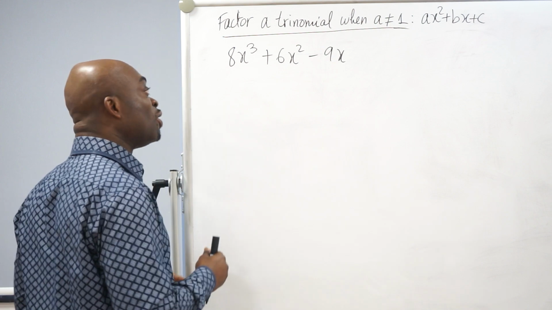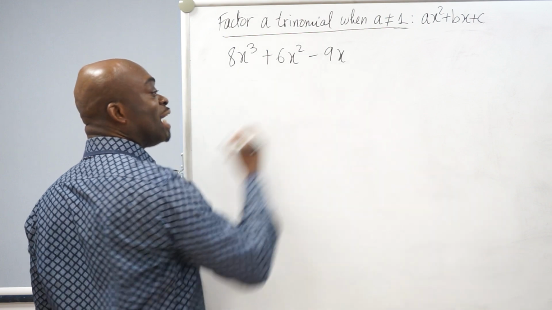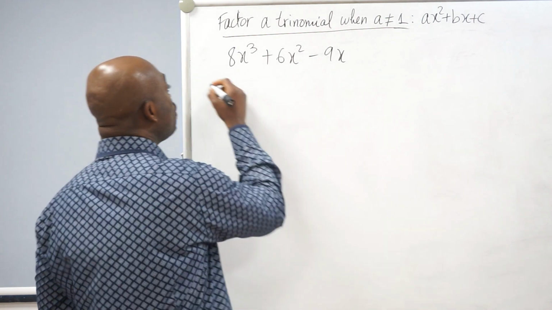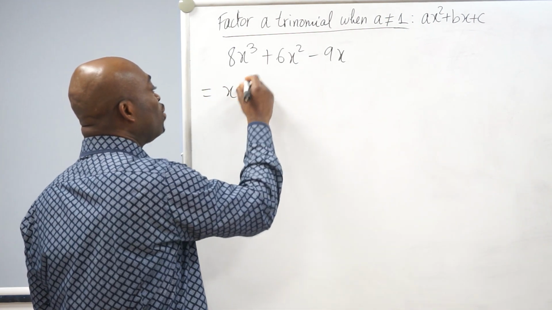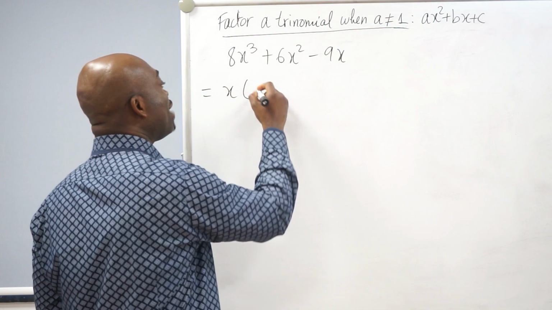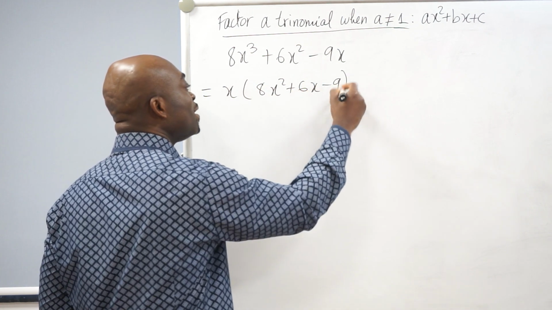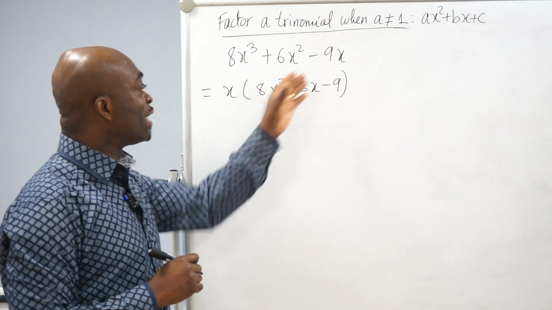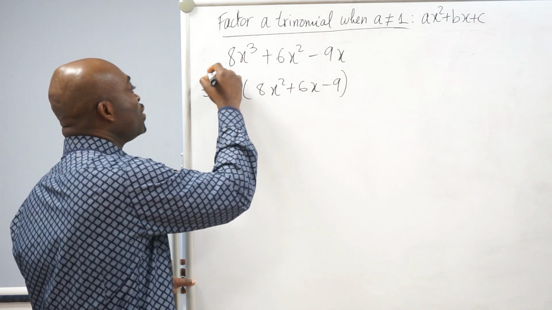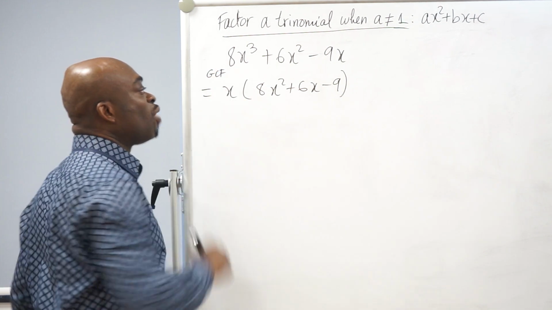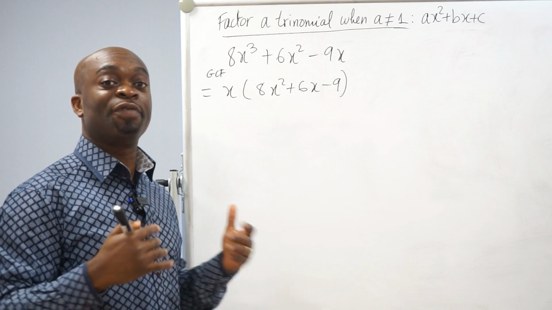In this case, we have x in common for all these 3 terms. So we end up with x out, and then we have 8x squared plus 6x minus 9. So x is the greatest common factor, the GCF for this whole problem. You work out the greatest common factor first.